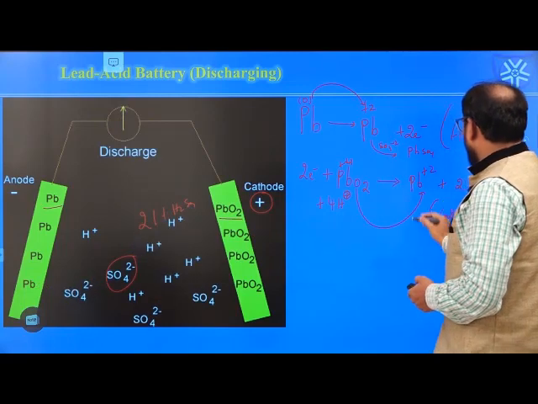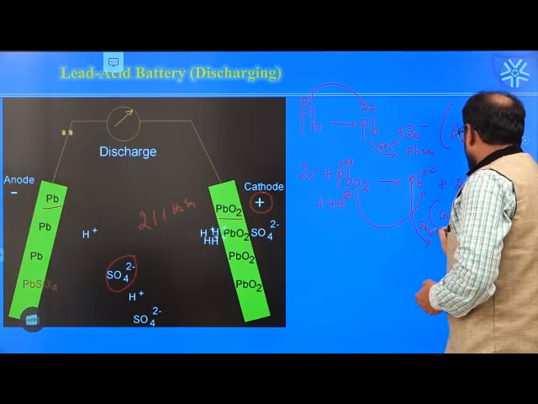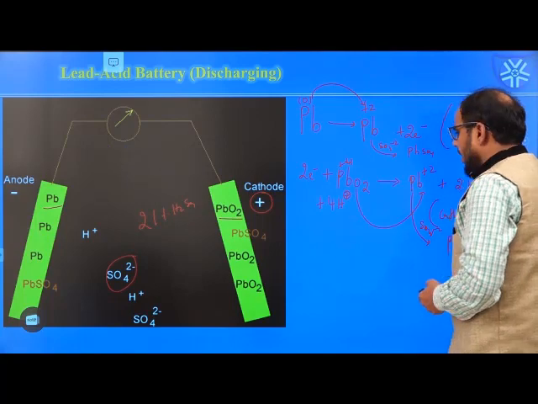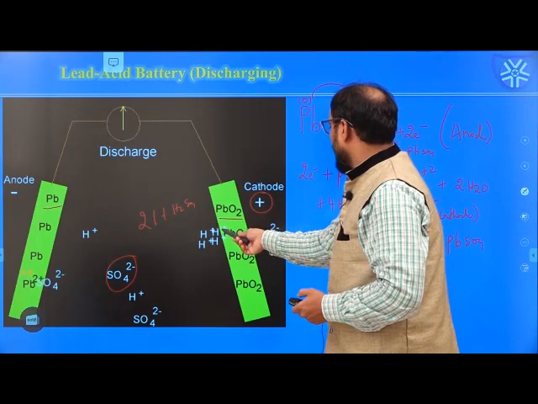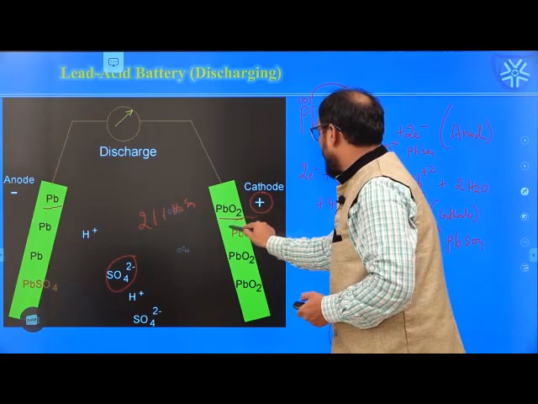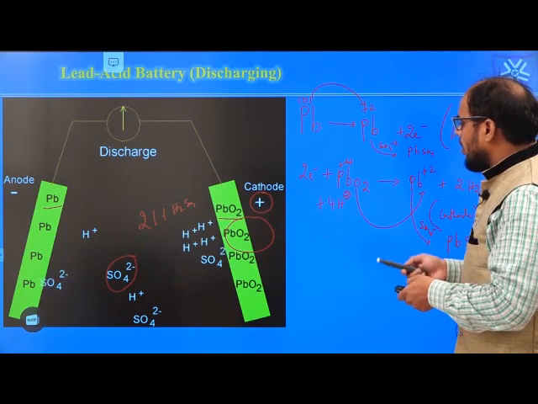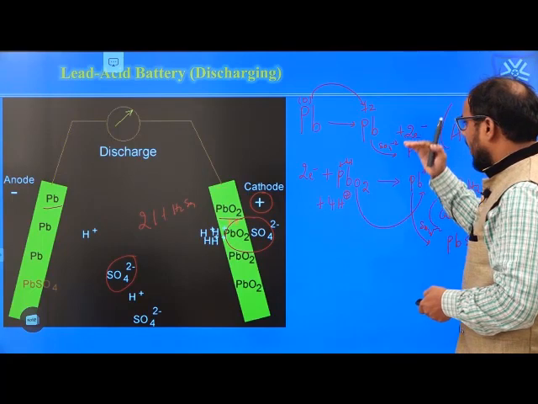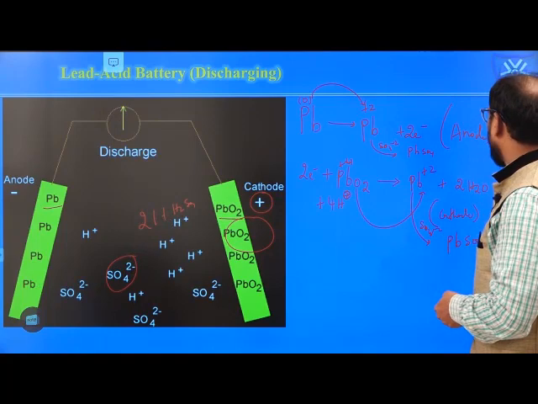Similarly, at the cathodic compartment, the Pb plus 2 again will react with another molecule of SO4 minus 2 to form another molecule of PbSO4. And you can see here very clearly PbO2 has just taken H plus ions and SO4 minus 2 ions to form PbSO4. So, we can say that since the concentration of SO4 minus 2 ions is decreasing, the discharging cycle involves the reduction in the concentration of the sulfuric acid.